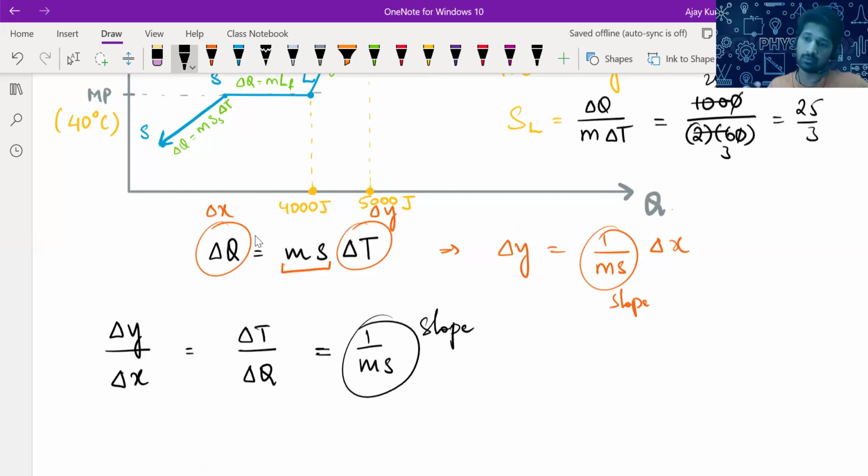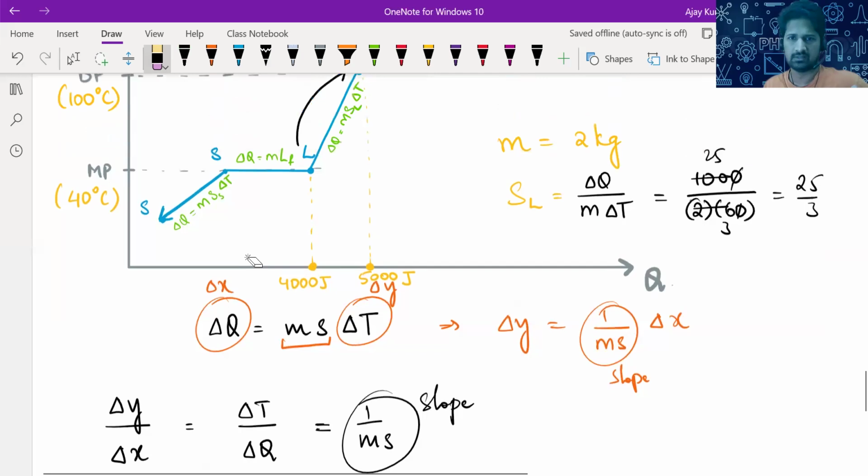Exchange the coordinates. They can show you heat on the y-axis and temperature on the x-axis. Then slope of that kind of a graph will be delta Q by delta T, which is directly equal to ms. So you need to be careful. You have to observe properly what is given on x-axis, what is given on y-axis. Based on that, you can answer all the questions.